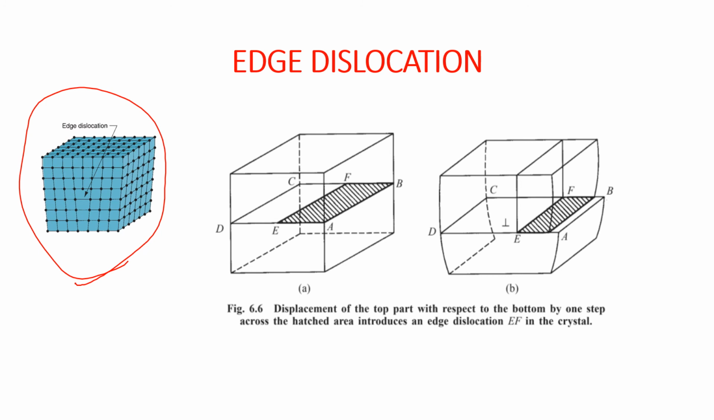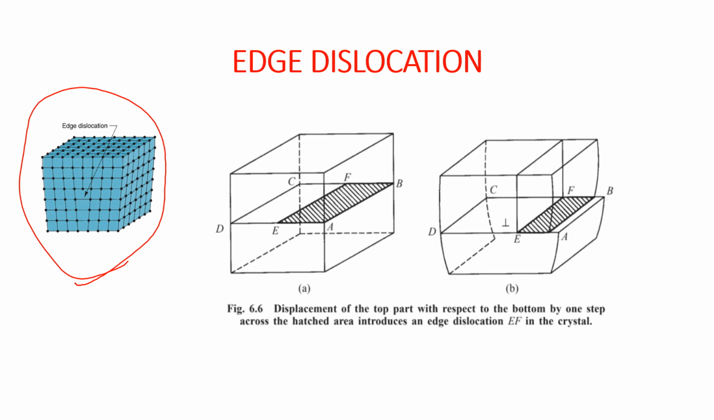Now, this plane ABE, the crystal over ABEFE, if there is a missing plane there, you can consider this particular plane is moved or displaced due to edge dislocation or the line imperfection.